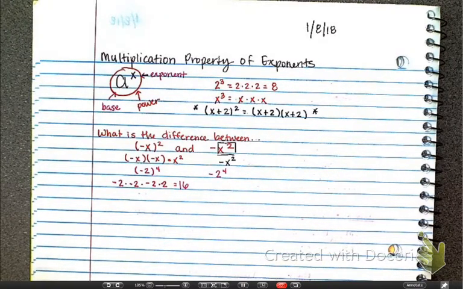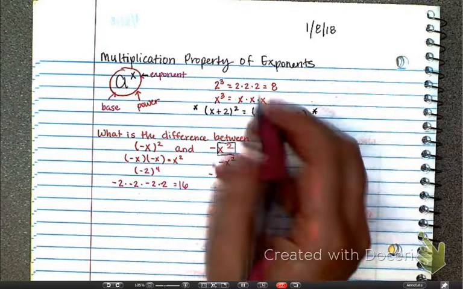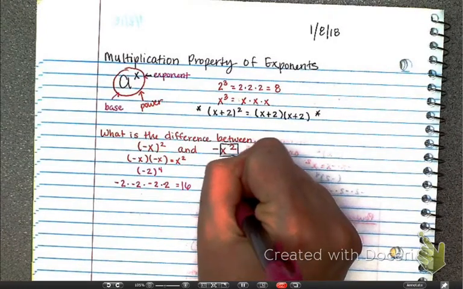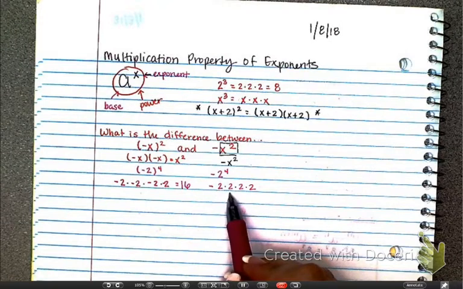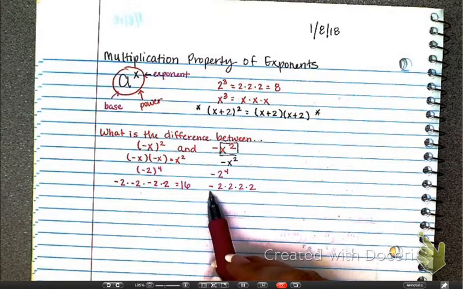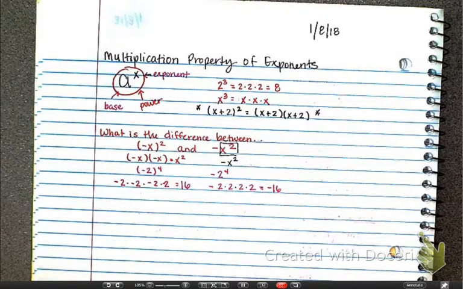Okay. This one, that negative is not a part of that 2. It just is going to sit out front. And this is telling me 2 times 2 times 2 times 2. So what's 2 times 2? 4 times 2 times 2? 16. And I'm going to attach that negative to the front. Parentheses make the world of difference.